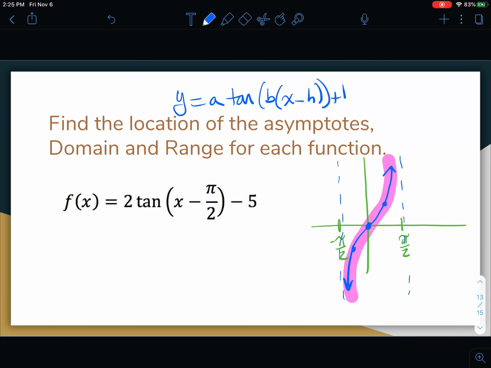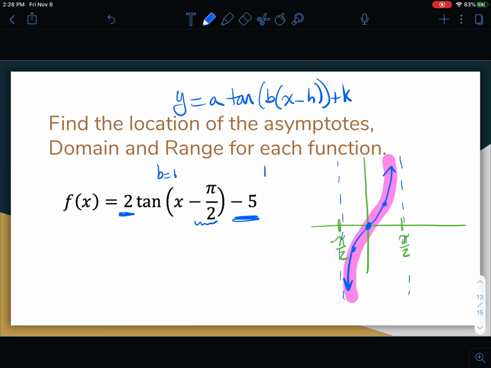So we still have our b value, our h value, and our k value. That will be the same in terms of horizontal shift, vertical shift, and then affecting the period. For this one, we do have this 2 in front, which is saying it's going to stretch it a little more vertically. And then the one we're really interested in is this minus pi over 2. So we're actually going to have a horizontal shift, and this is going to move to the right pi over 2. This is going to move the whole graph down 5.